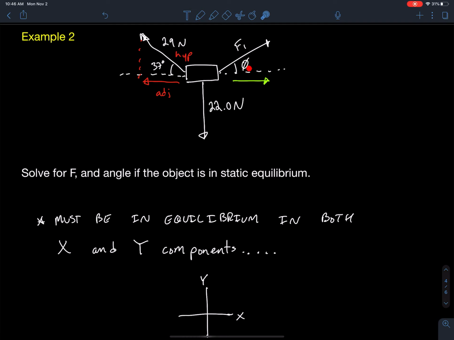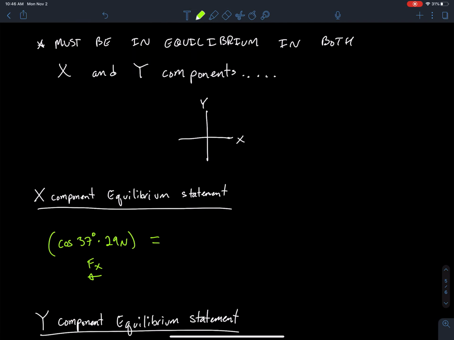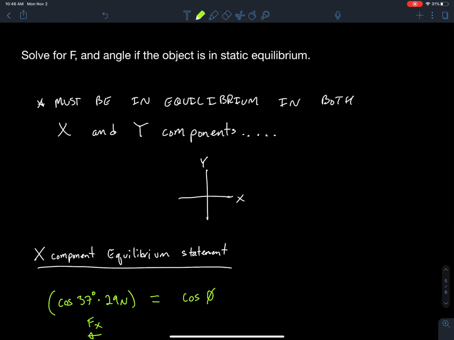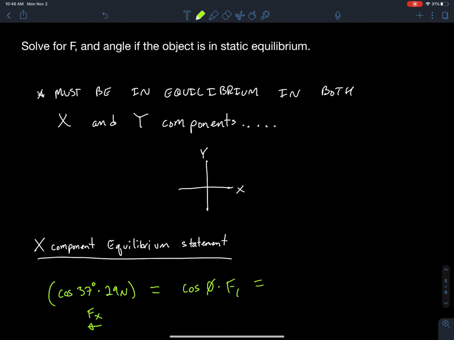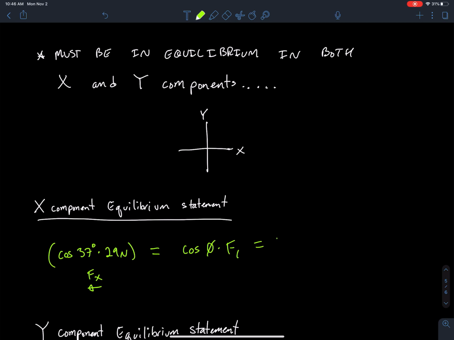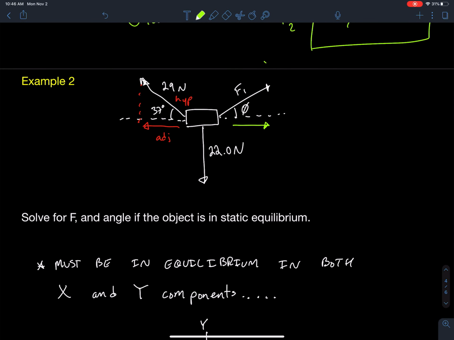So how does that relate? That's also the cosine. So this is going to be cosine of theta times F1, or I can just say it's equal to my Fx in that direction. So I just created a statement. This force, which I can calculate, cosine of 37 degrees times 29, is going to be equal to the force in this direction. So I can even write that here: cosine of 37 degrees times a number. So I'd be able to get that number at least.